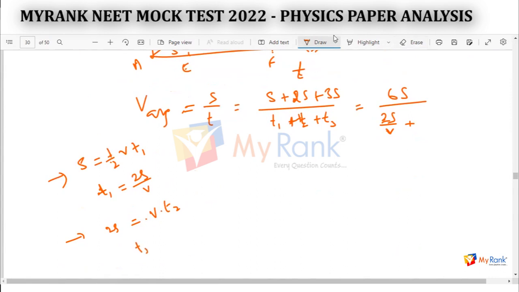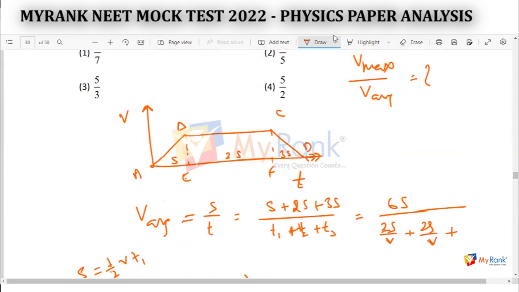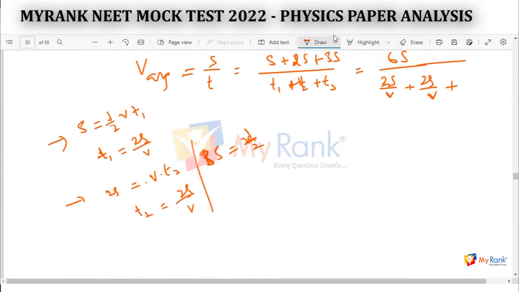So therefore t2 is nothing but 2s by v. So here also 2s by v. Next, likewise for t3. For t3, what distance is it taking? 3s. 3s is nothing but v into half. Of course, a triangle is forming now. Yes, half v into t3, students. So this is 3s. So therefore t3 is nothing but 6s by v, isn't it? So therefore 6s by v we should type.